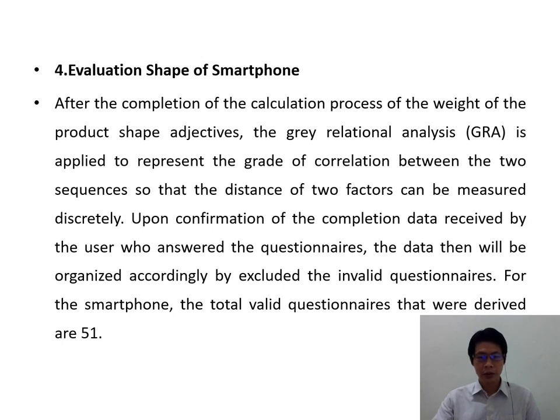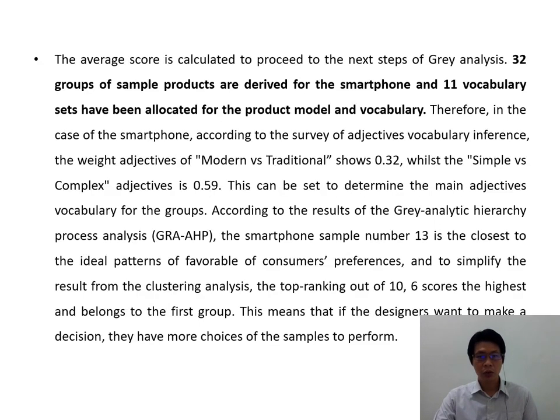After completion of the comparison data received from the users who answered the questionnaire, the data then will be organized accordingly through the embedded questionnaire. For the smartphone, the total valid questionnaires are 51. The average score is calculated to proceed to the next step of the GRA.